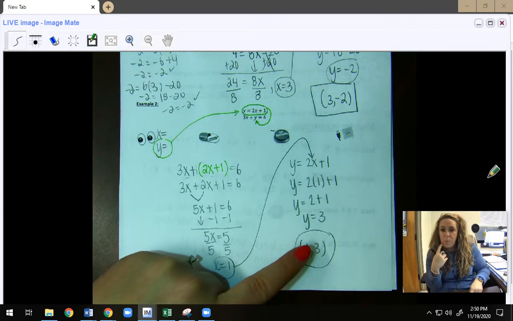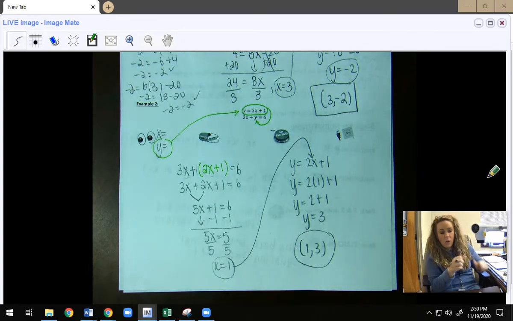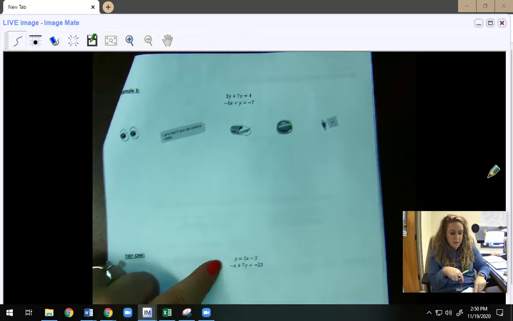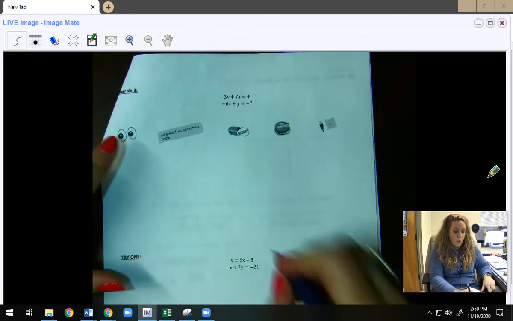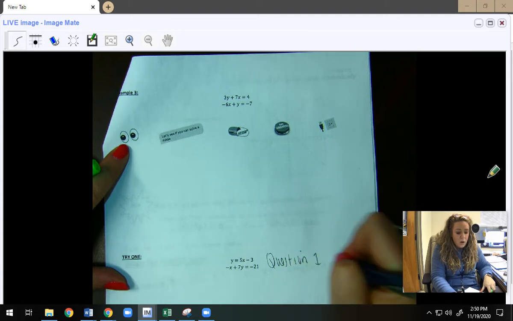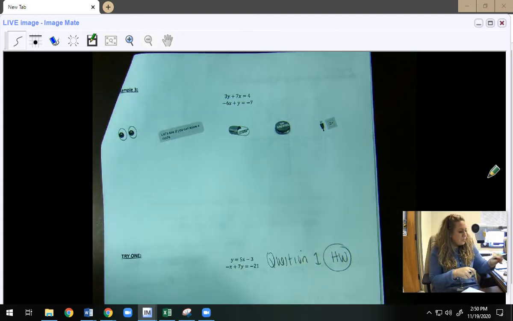Solution. Coordinate pair where they cross. All right. Last one. This one is the last one. This is now you try. So this one will be question 1 in your homework.